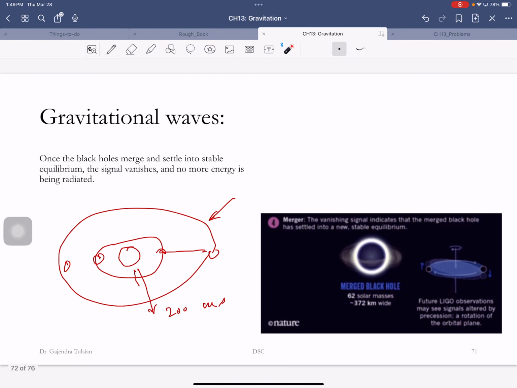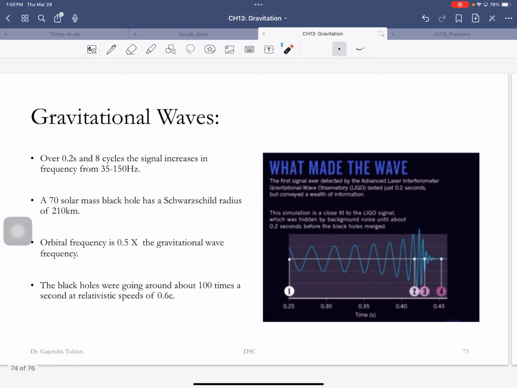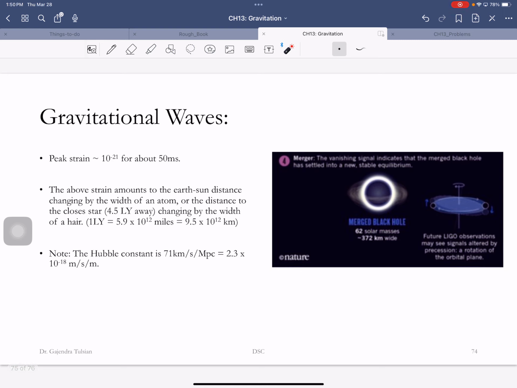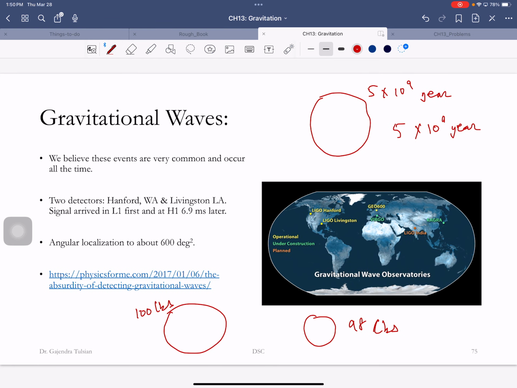All right. So when you go home and read about it, the black holes were going around at about 100 times a second at relativistic speed, 0.6 the speed of light. These massive black holes are going at 0.6 the speed of light. Peak strain, the most intense gravitational waves, lasted about 50 milliseconds. All right, that's enough of that.